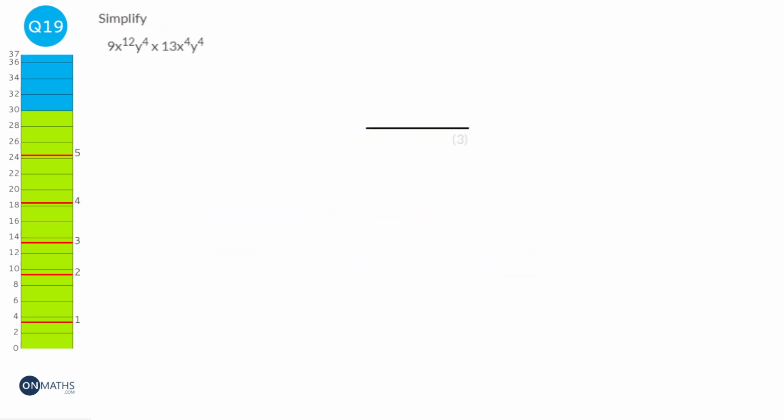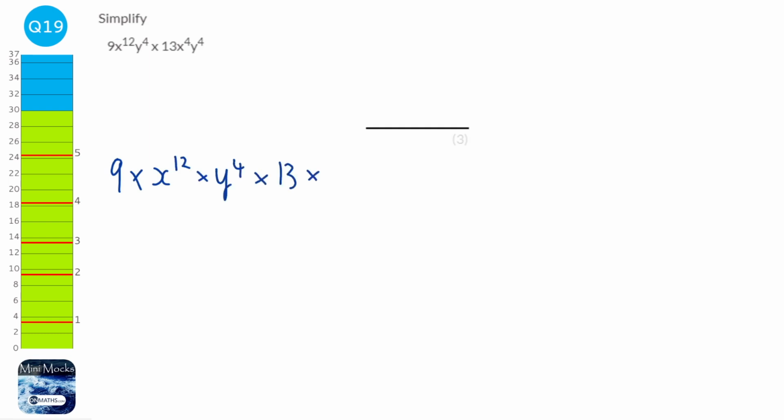There's a lot going on with this question, so I'm going to put in all of the times signs that we don't normally show. So we've got 10 times 12x times y to the power 4 times 13 times x to the power 4 times y to the power 4. And I'm going to reorder these to put the numbers together first of all. With multiplying, it doesn't matter which way around you do it, so I'm not changing anything.